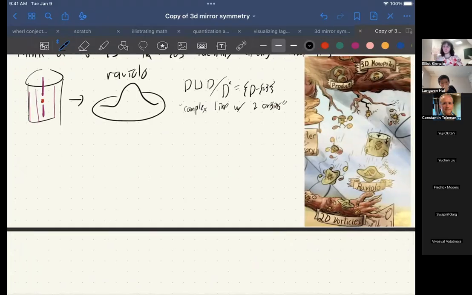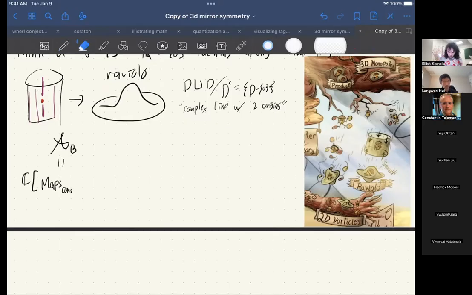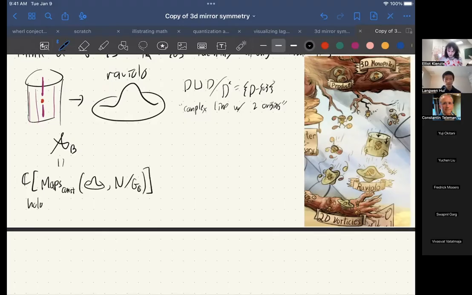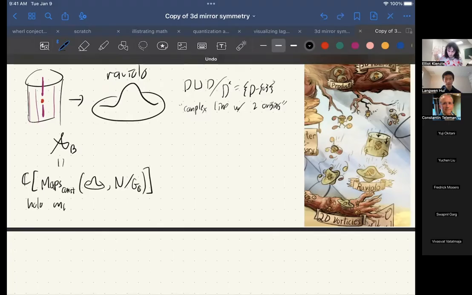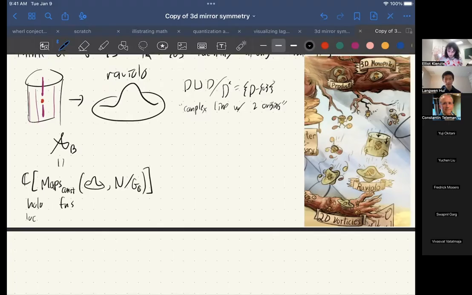So we have the B side, which is going to be the space of holomorphic functions on the space of locally constant maps from the raviolo to the stacky quotient. So holomorphic functions, locally constant maps.